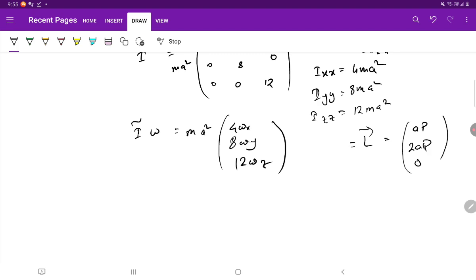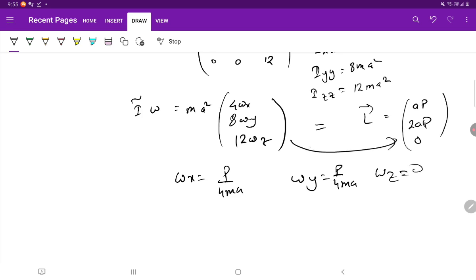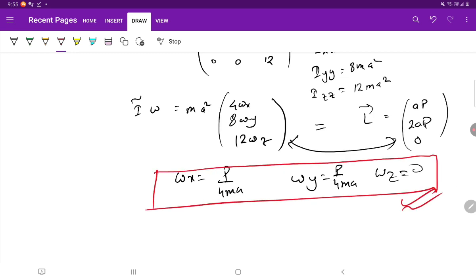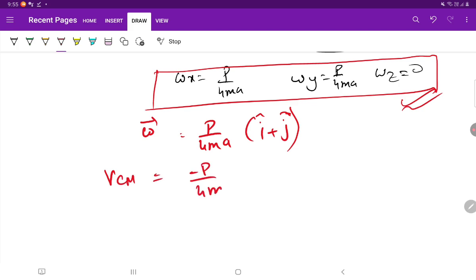Okay, so this will be my result, and I can say that omega x is equal to p by 4ma, omega y is equal to p by 4ma, omega z is equal to 0, just evaluating these two matrices. Okay, so the first result we get very easily. This is a very important thing to note. We have found basically the omega vector. I can say that the omega vector will be p by 4ma times i plus j cap. Okay, so this is an important concept we have to remember, and we know that VCM is equal to minus p by 4m k cap.